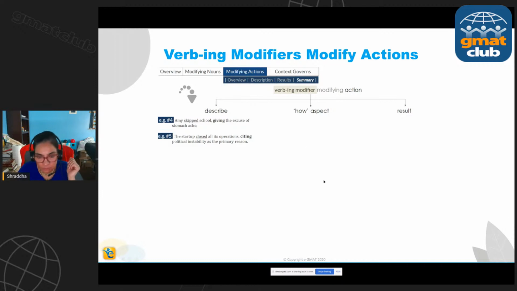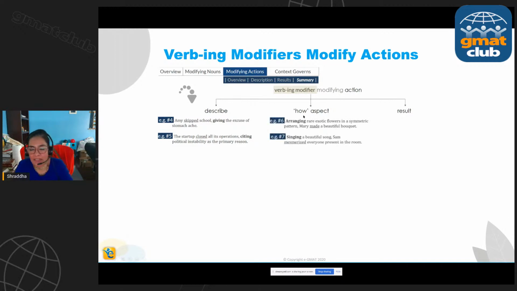Okay. Then let's take a look at the how aspect. Arranging rare exotic flowers in a symmetric pattern, Mary made a beautiful bouquet. All right, so we know that the main point of the sentence is that Mary made a beautiful bouquet. And how did she do so? She did so by arranging rare exotic flowers in a very nice symmetric pattern.